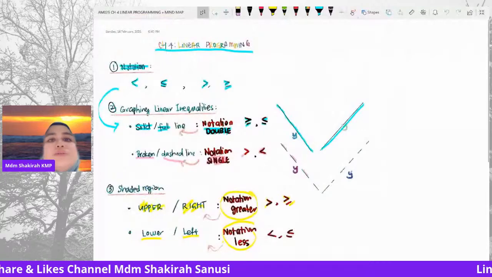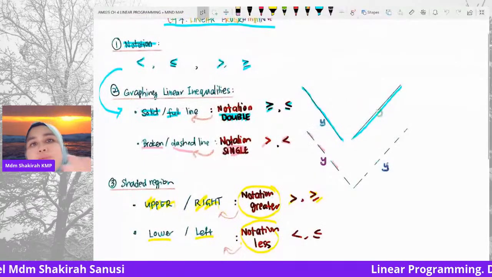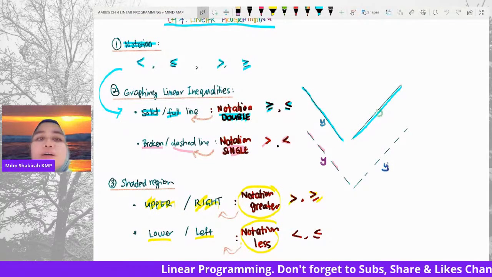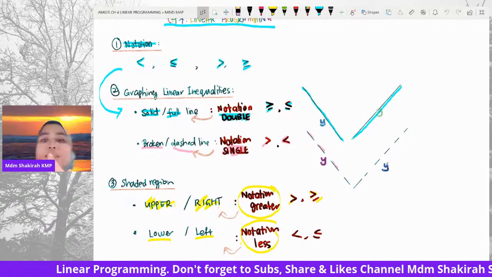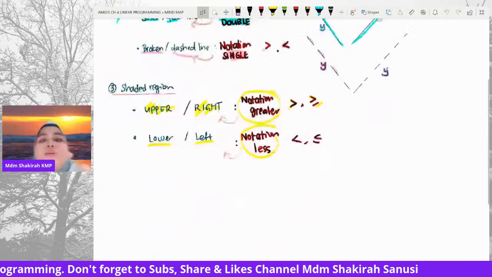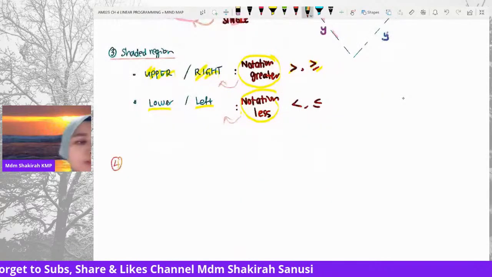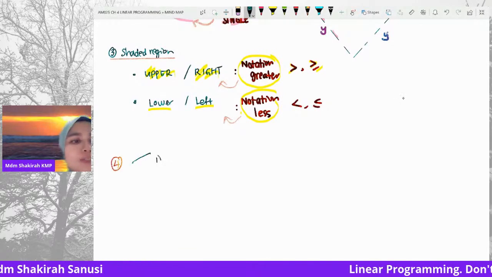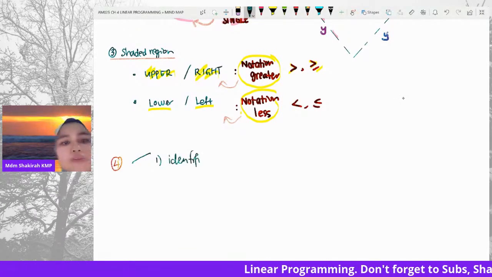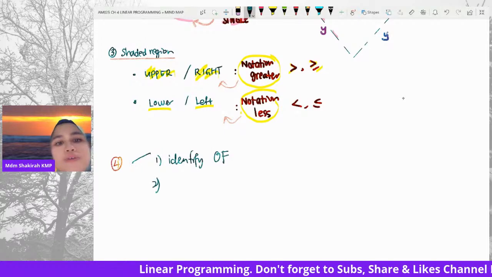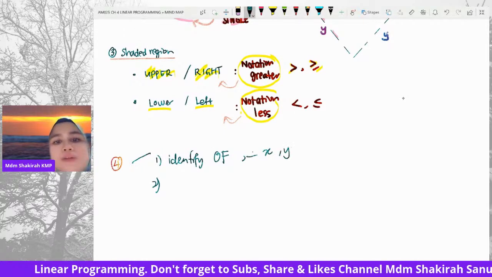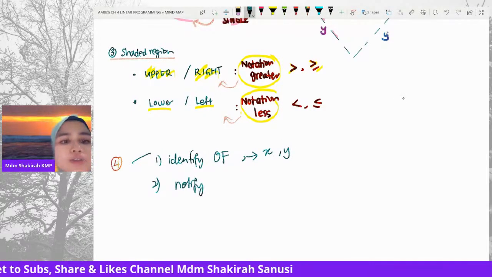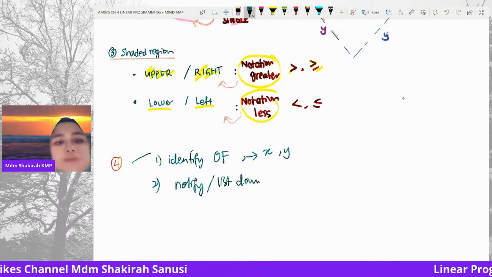Dalam you nak lukis graf, you punya linear programming soalan panjang-panjang tadi, you guna you punya simbol dan you guna you punya type of graph, okay. Either it is solid ataupun dotted, dan you punya region, okay. Dan tambah keempat. Alright, kita tambah sikit. First, identify you punya OF, objective function. Okay, daripada objective function you tahu you punya X and Y. Okay, you akan tahu X and Y. And then notify the or list down you punya inequalities.